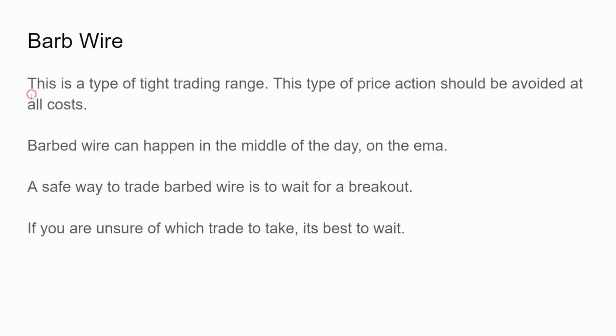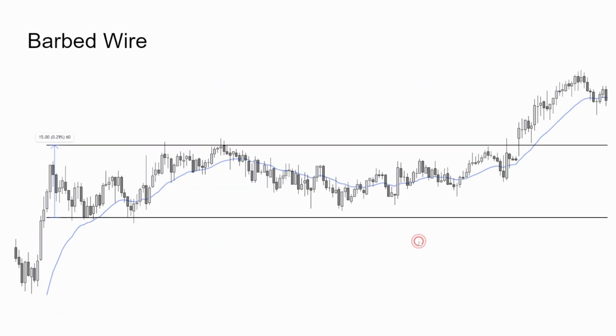Barbed wire. This is a type of tight trading range. This type of price action should be avoided at all costs. Barbed wire can happen in the middle of the day on the EMA. A safe way to trade barbed wire is to wait for a breakout. If you are unsure of which trade to take, it's best to wait.